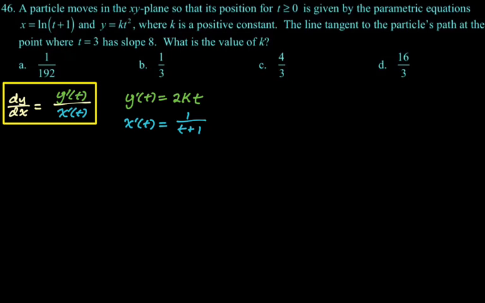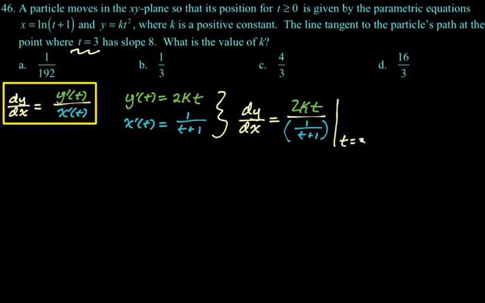So dy/dx is y prime over x prime. And then I need to evaluate this at 3, because we actually know that when t is 3, we get a slope of 8. So I'm going to plug in 3 here. When I do that, I'm plugging in for t, so I get 6k over 1/4, that's 24k when you simplify it. Now that has the slope, dy/dx.